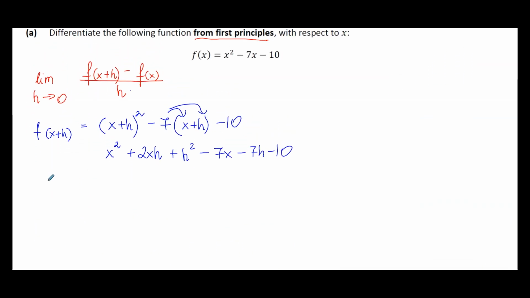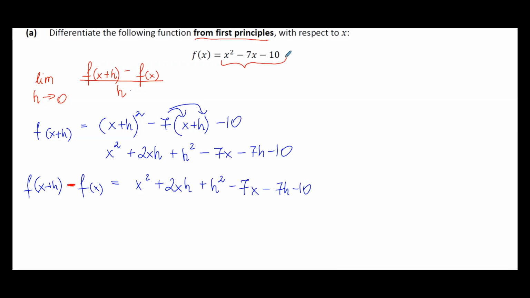Now in the next line, I'm just going to deal with the top of the fraction. So from my f of x plus h, I'm going to take away the f function. So I write everything that I have on top here: x squared plus 2xh plus h to the power of 2 minus 7x minus 7h minus 10. Now don't forget the minus here, so all of these items are going to change sign. So it will be minus x to the power of 2 plus 7x plus 10.